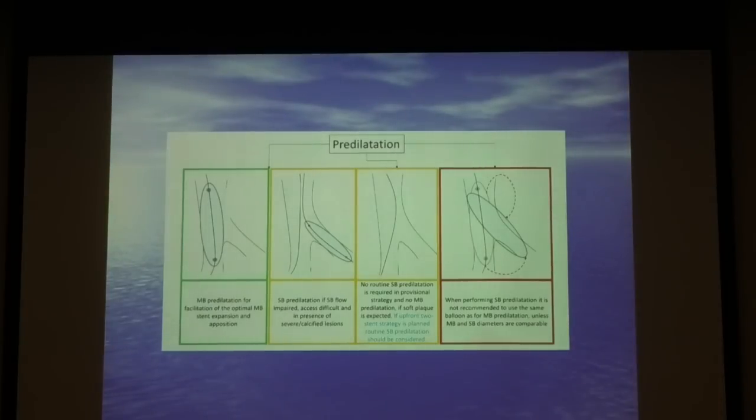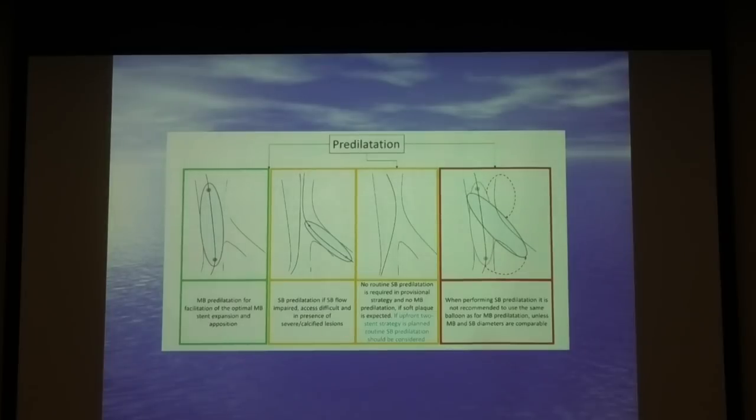Now, going back to the updated recommendations for pre-dilatation: as we mentioned, green should be done, yellow preferable, and red should not be done and should be avoided. This is pre-dilatation. Main branch pre-dilatation facilitates optimal main branch stent expansion and apposition. You should always, unless there are specific cases, do pre-dilatation of the main branch. Now, side branch pre-dilatation: if side branch flow is impaired, access is difficult, and in the presence of a severely calcified lesion.